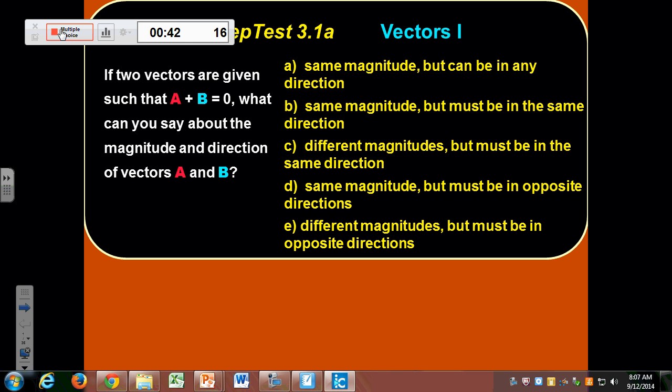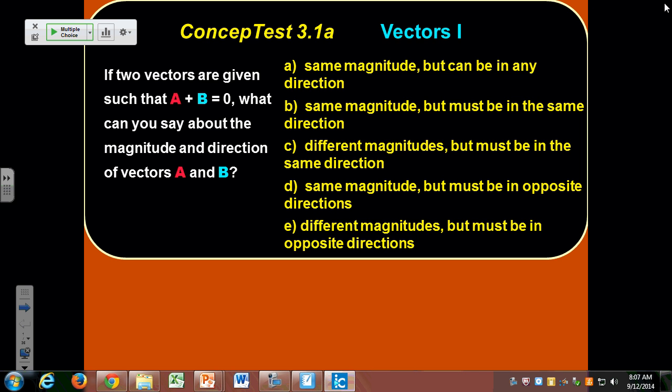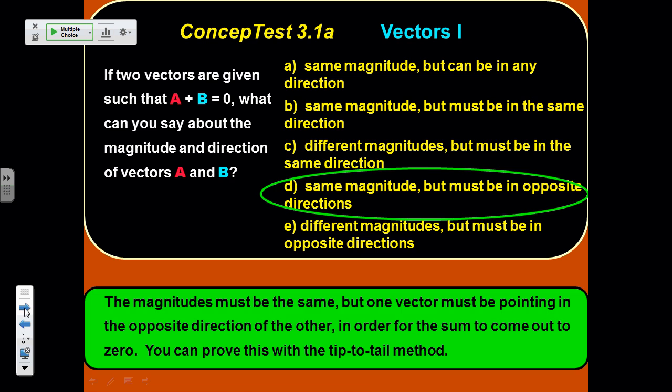Just a few more seconds. 45. Very good. They have to be in the opposite direction. They have to have the same magnitude, and they have to be opposing one another in order to have 0 magnitude.